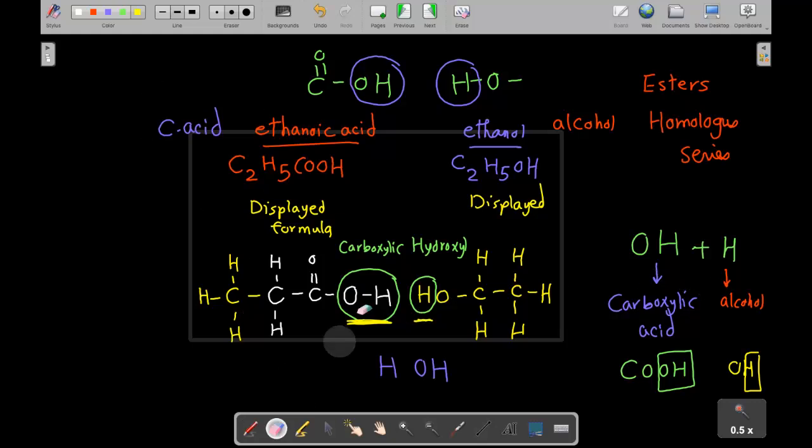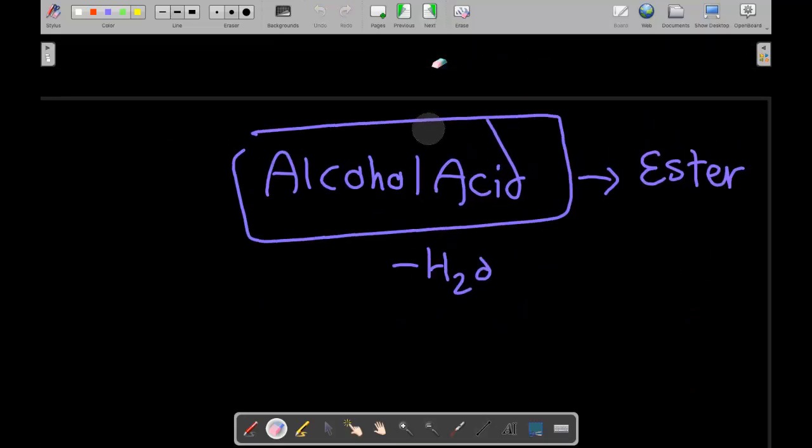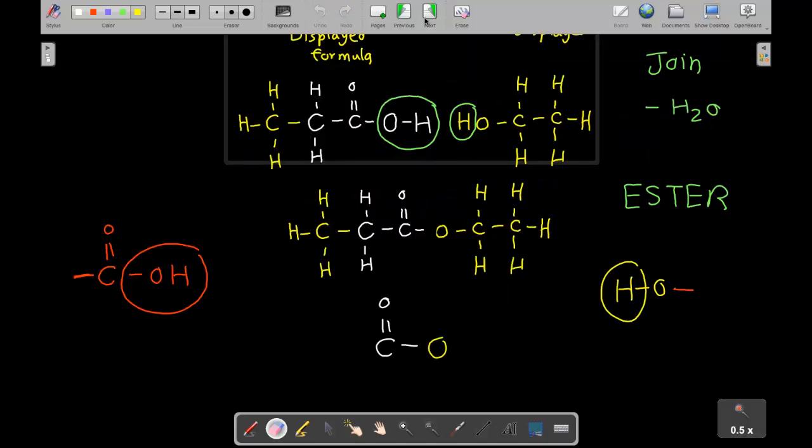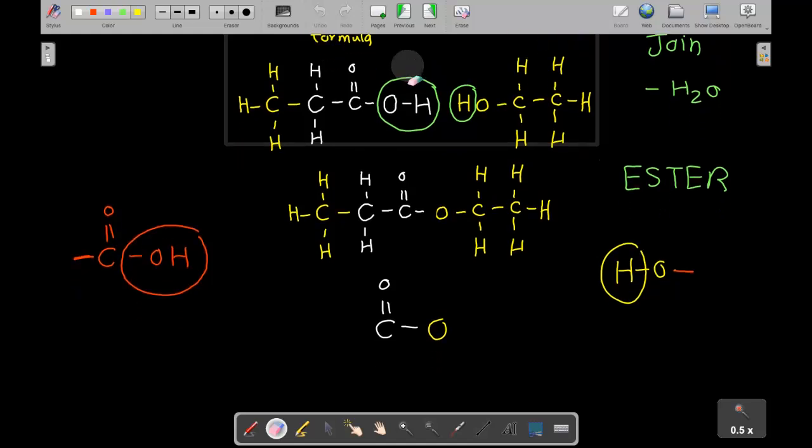What I'm going to do is delete these two from the compounds, then join them together. Just remove these two and join the two compounds together to form your ester, by removing a molecule of water. If we join them together, I will notice that the joining forms a new compound called the ester, and a new general formula will be formed and a new functional group.